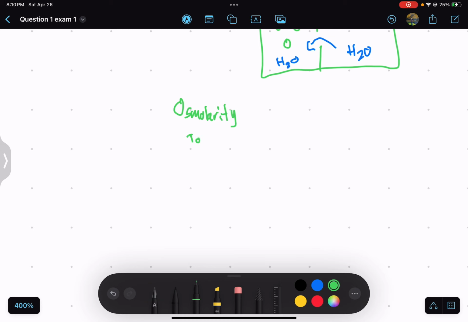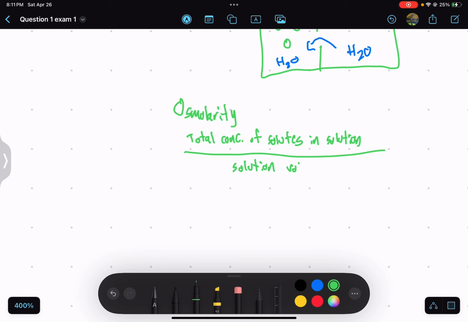So that is going to be your total concentration of solutes in a solution over your solution volume. Usually this is done in liters, but it can be what somebody chooses.